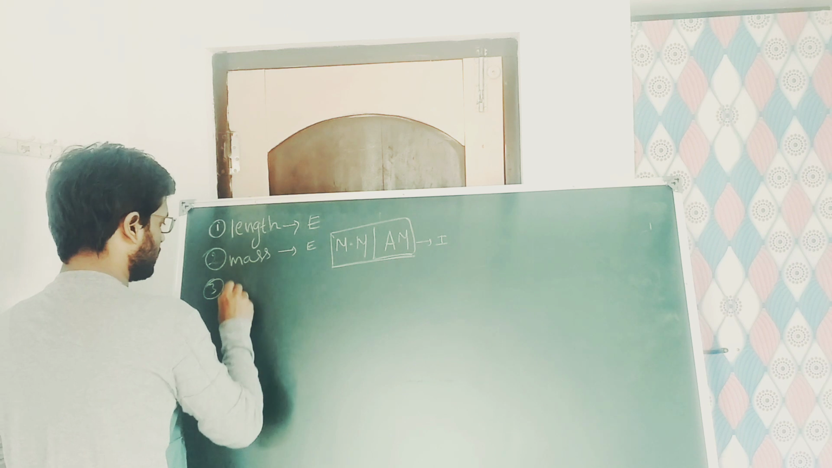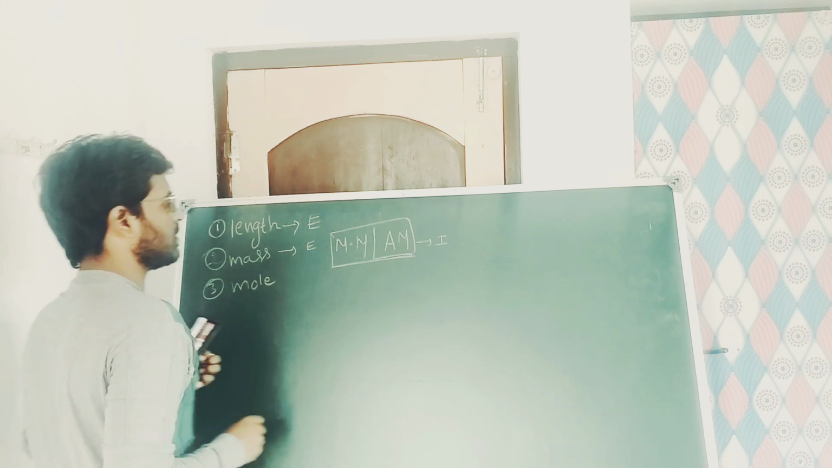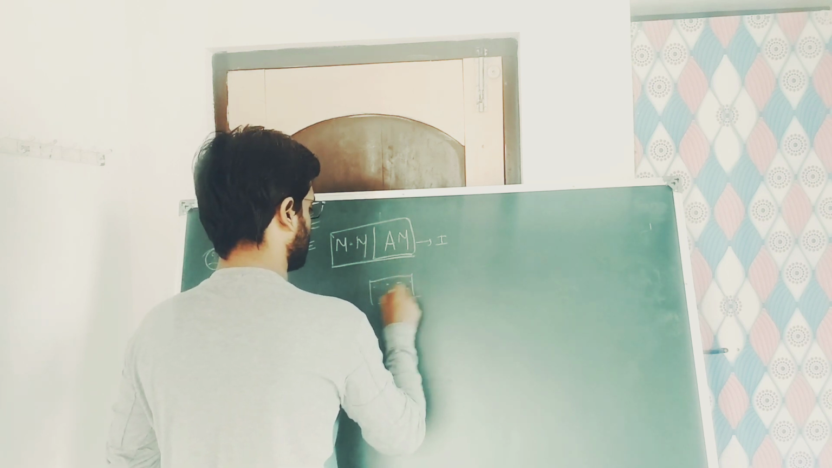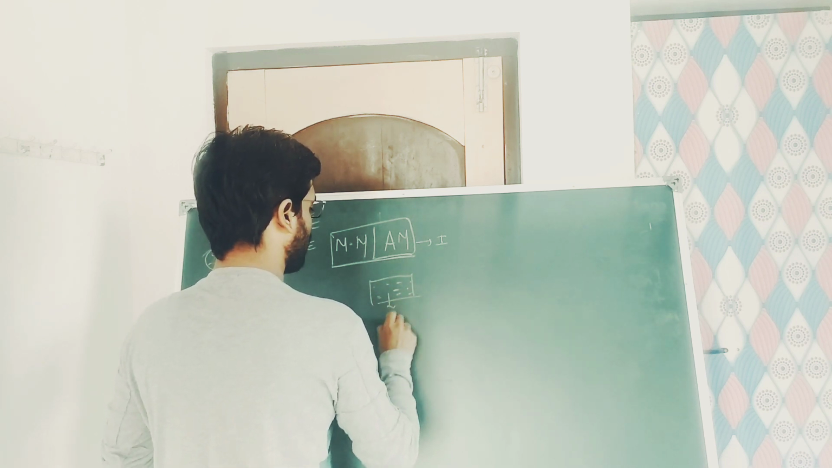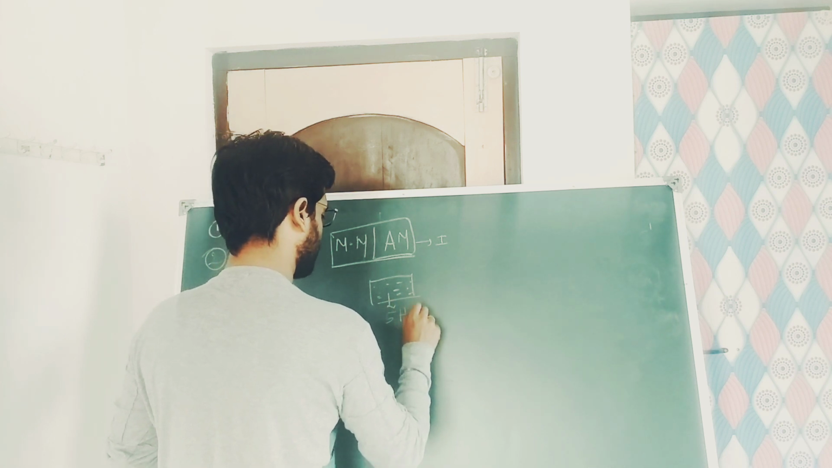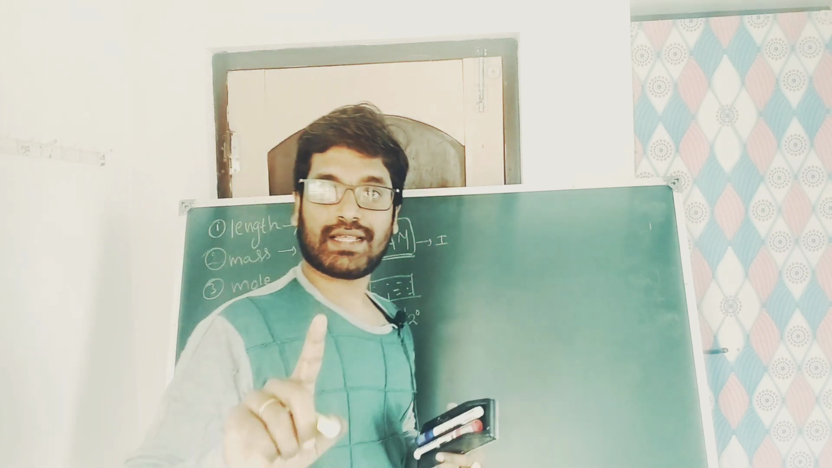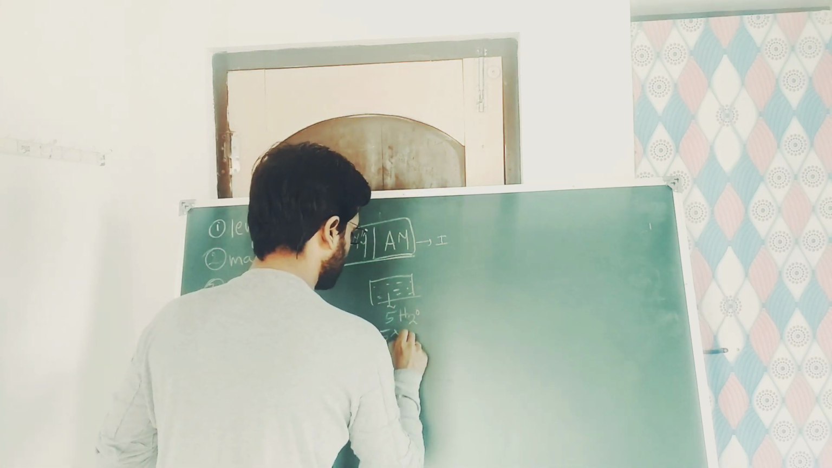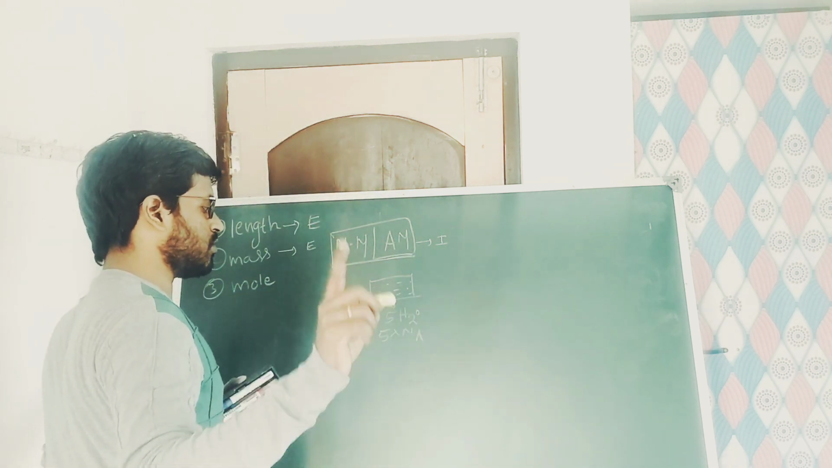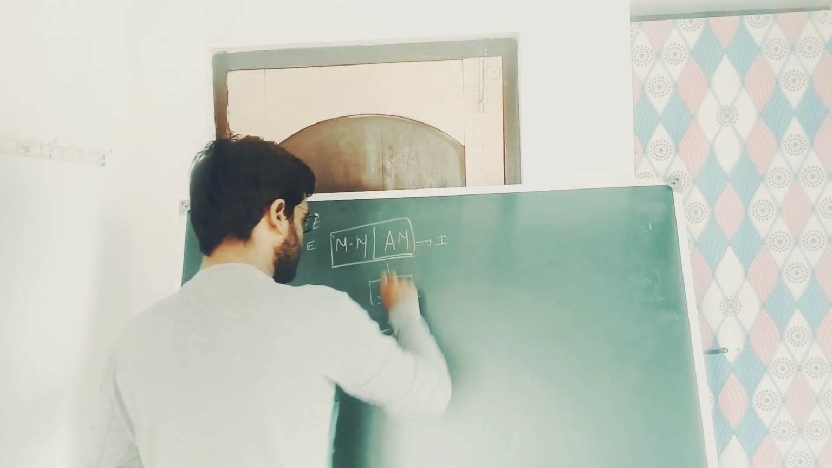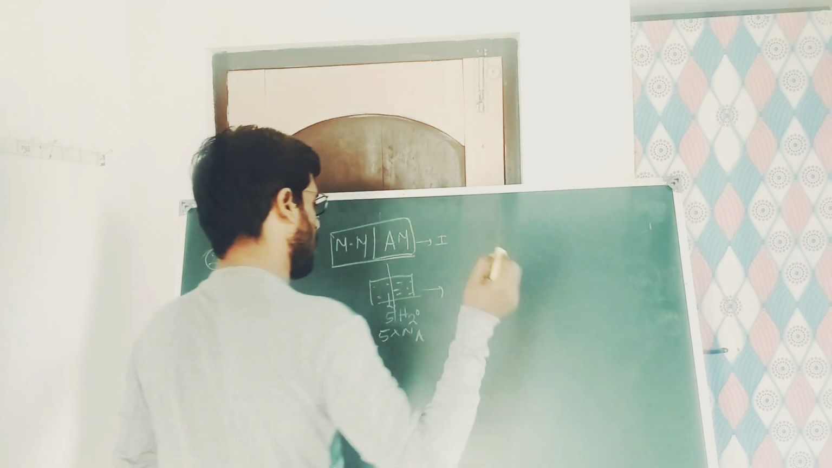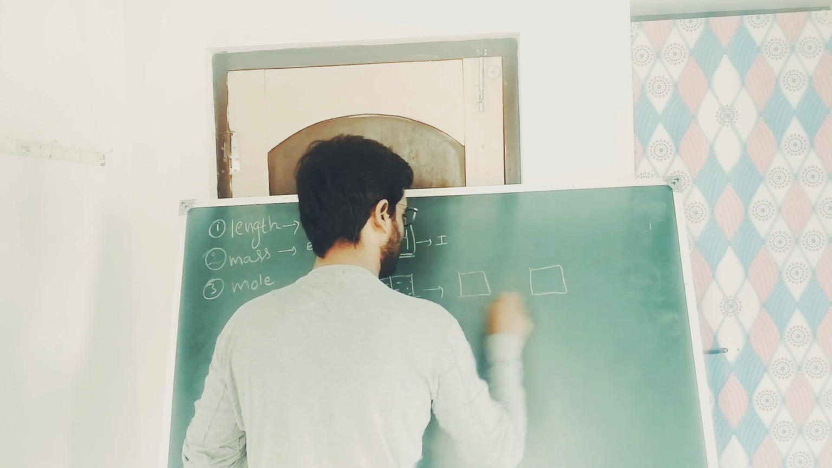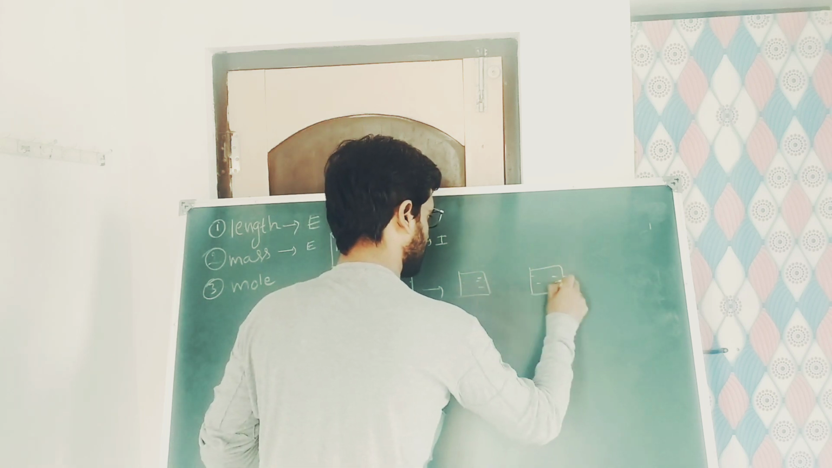Next, mole. So what about the mole? Simple. See, again I am taking the system. Suppose here there is water, right? Initially I have 5 moles of water. 1 mole of water contains Avogadro number of molecules. So 5 moles of water has 5 times Avogadro number of molecules. I am dividing this system into two halves, 2 parts. Again, here there is water, and here there is water.